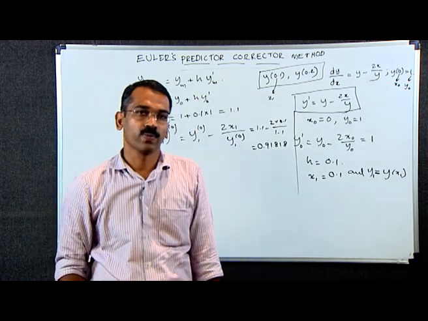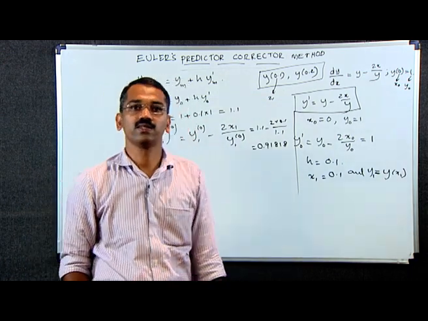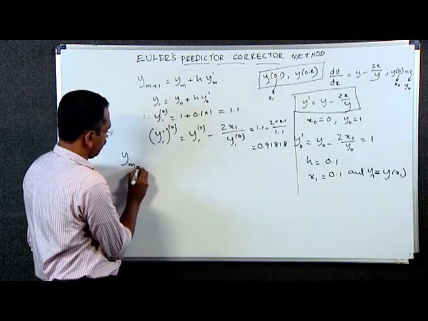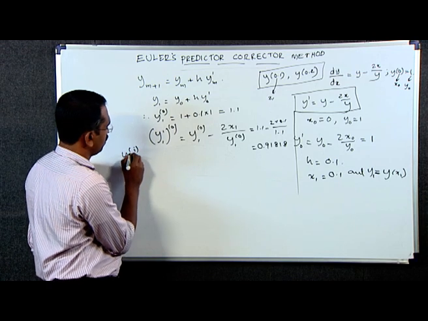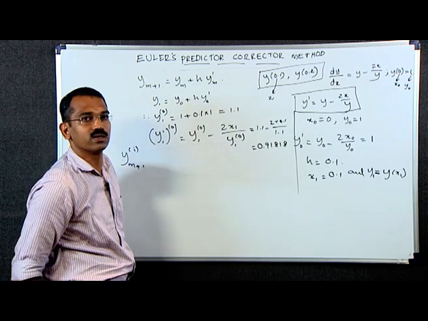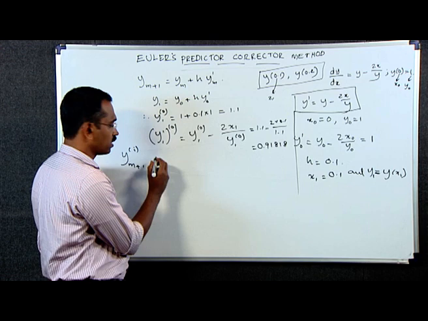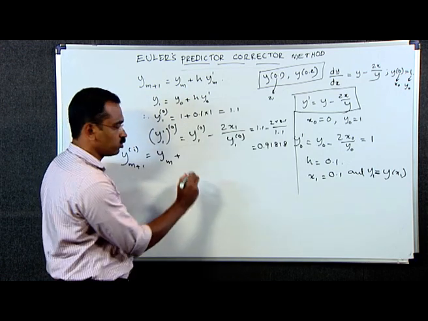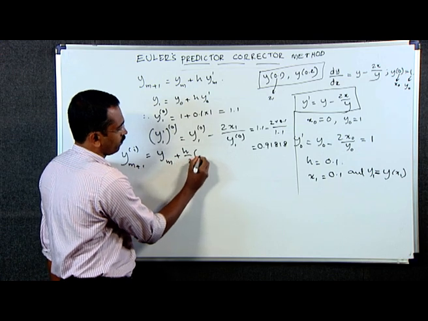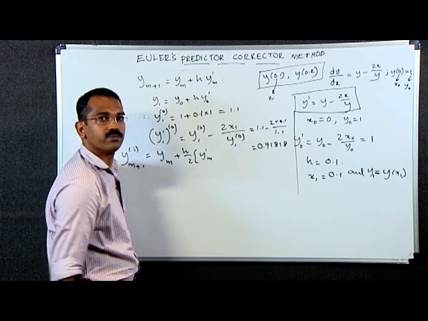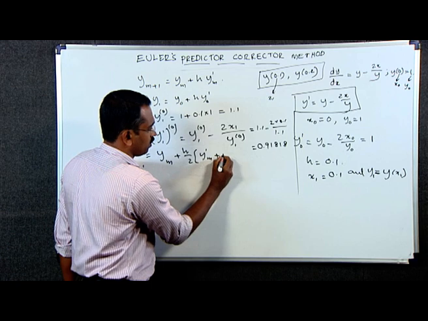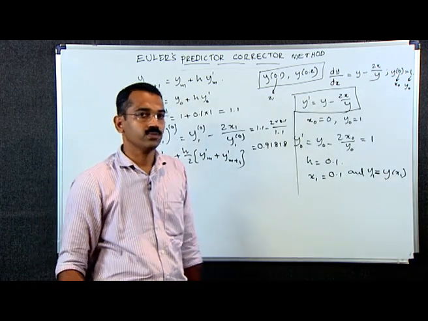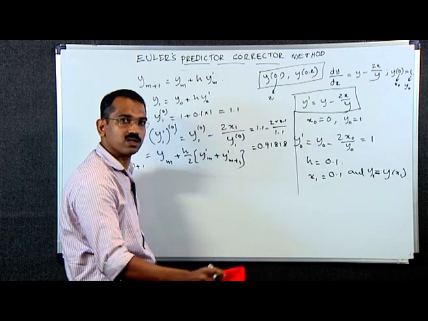Now, the Euler's corrector formula is y m plus 1, we use i for the iterations, which is equal to y m plus h by 2 into y dash m plus y dash m plus 1, i minus 1.